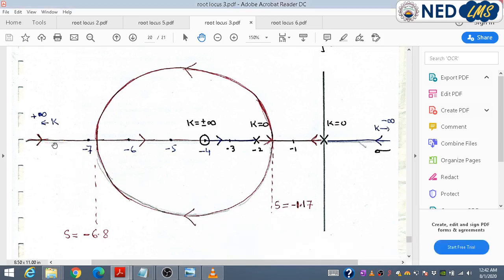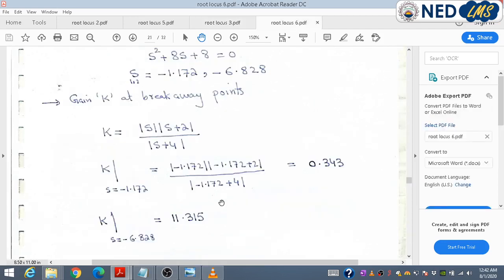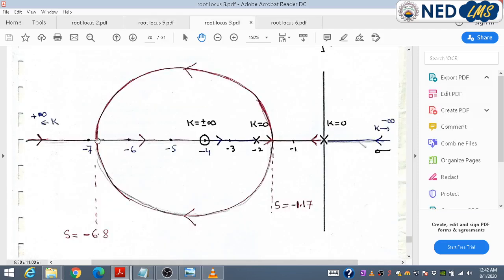Okay, so one root will move in this direction, because it is the point where k is approaching positive infinity, and the other root will move toward positive infinity. So once again the roots will be real and distinct. So we can say that the value of k, which belongs to minus 6.8, is 11.315 if the controller gain is greater than this one and less than positive infinity. If the controller gain is greater than this one and less than positive infinity, the roots will be distinct.